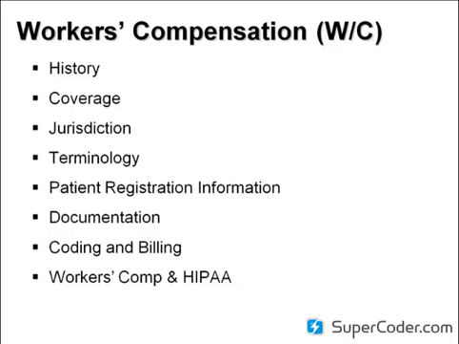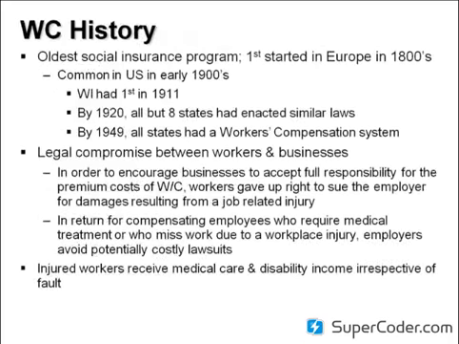play with HIPAA. So basically, the work comp history, it is, in essence, the oldest social insurance program out there. It originally started in Europe in the 1800s, and it came over into the U.S. in the early 1900s. By 1920, all but 8 states had enacted similar laws. So this is not a federal program, but this is indeed an individual state program. And by 1949, all of the 50 states had a workers' compensation plan in process.